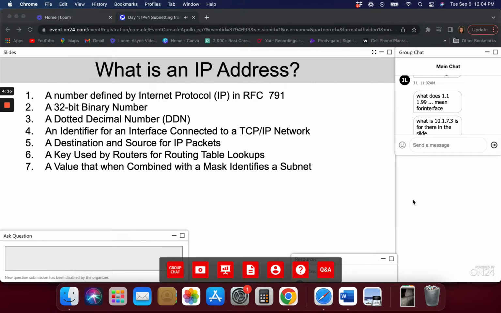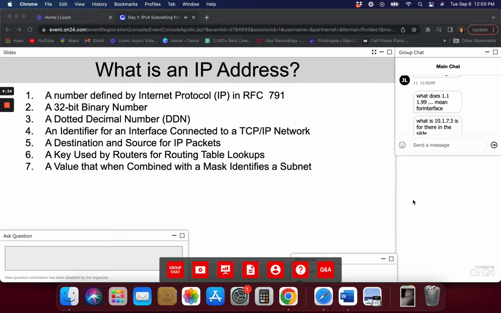So first off, what is an IP address? And we see this list of information. And that's mostly for reference, but just to talk through a few of those before I get into some examples. There are numbers. There's an RFC, a request for comment, that defines them. You don't have to go read it.